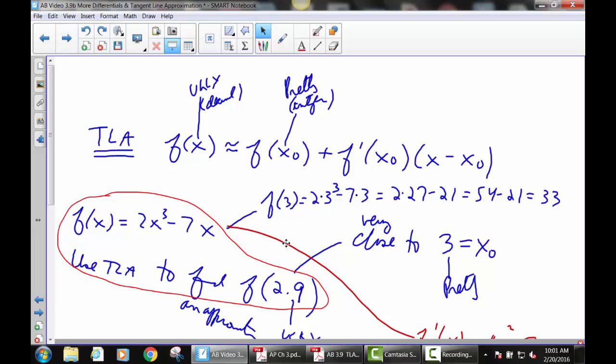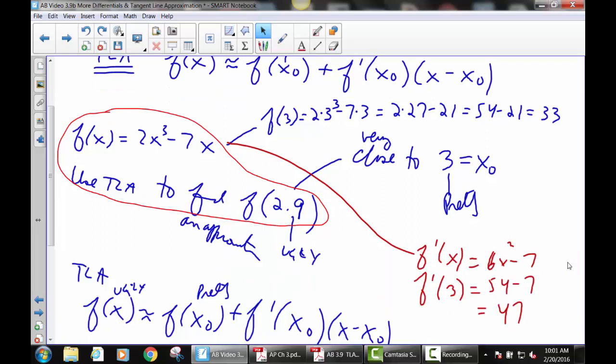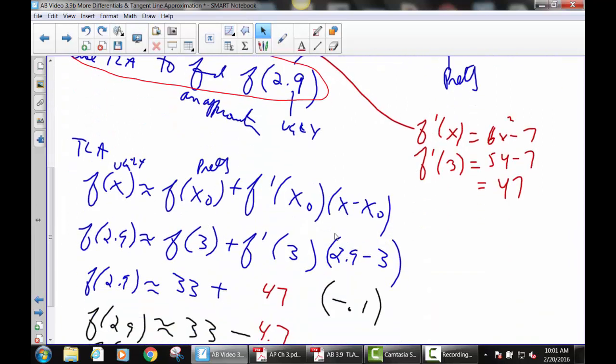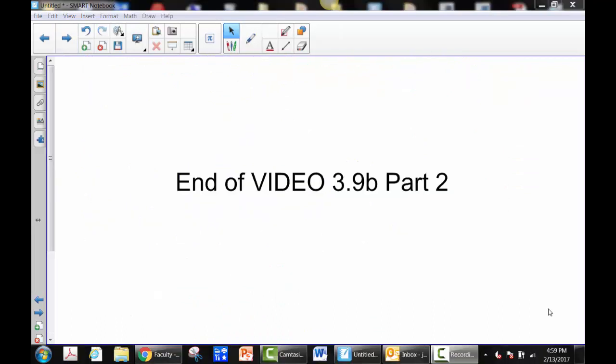All right, here's just another example. Here's where they give you the function and they say use a tangent line approximation to find f of 2.9. Obviously, that's close to 3. So this is your ugly x. This is your pretty x0. And then you'll need the derivative, of course. And you use your formula. And when it comes time to figure out f prime of 3, you'll go back to your derivative, replace the x by 3, etc., etc. And that's the end of video 3.9b, part 2.